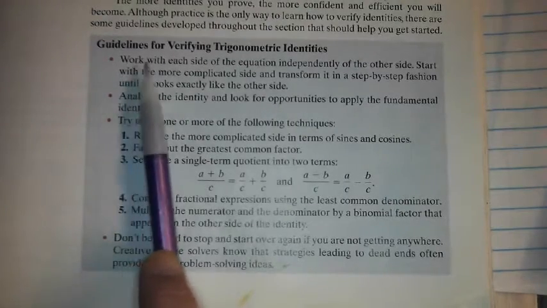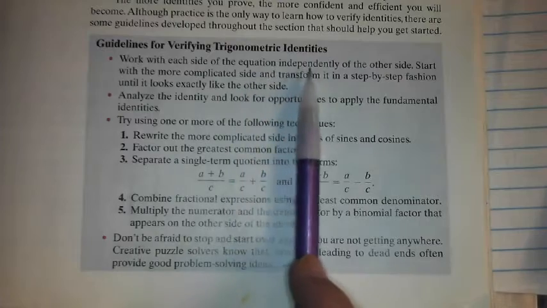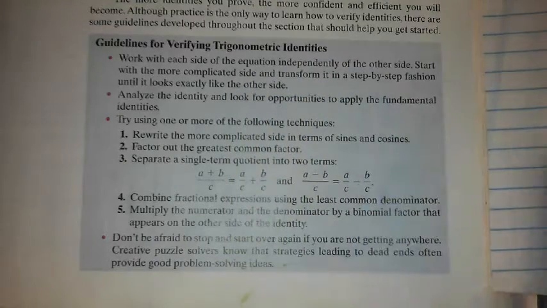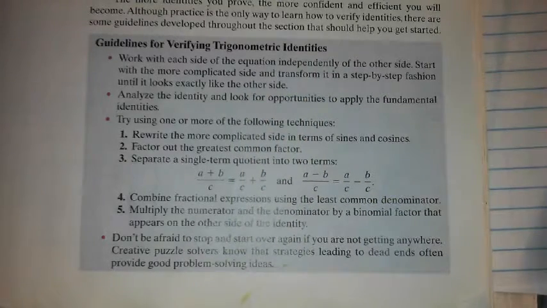But it says to work with each side of the equation independently of the other side. So you can't add 5 to both sides. You can't cross multiply. Whatever you do on the left side, you have to exclusively be simplifying or manipulating on the left side. Then you also exclusively simplify on the right side, but you can't add the 5 to both sides or do any sort of solving technique.